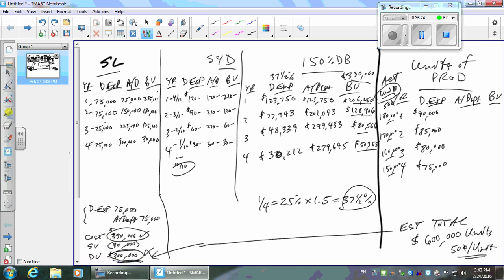What's happening to your accumulated depreciation? You start with what? Nothing. Debit depreciation expense, credit accumulated depreciation, and what do you have? 90,000. What's the remaining book value? 90 away from 330, right? It's 240. Good. It's easy. Okay, the next one?